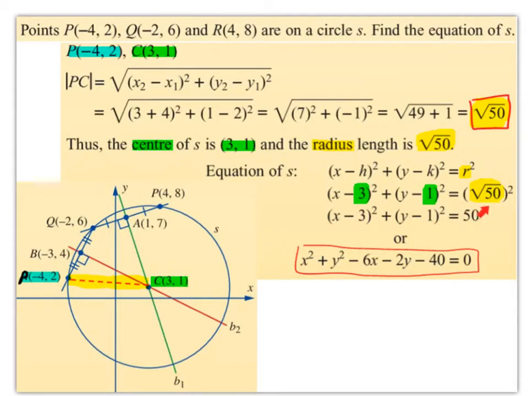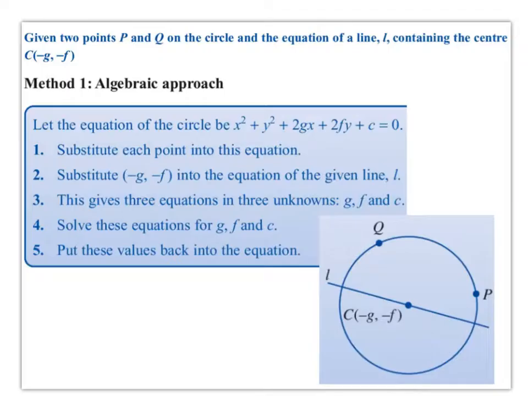Multiplying out the brackets and bringing everything over to the left hand side, we get x squared plus y squared minus 6x minus 2y minus 40 is equal to 0, which is the same equation as we got using the algebraic method. Now personally, I would prefer the algebraic method. It's something that we already know from our algebra chapter, and it's much quicker.